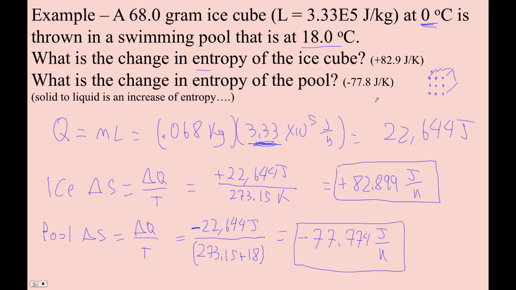What is the net change in entropy? Okay, it doesn't ask for that, but let's get the answer, right? The net change is just simply delta S_A plus delta S_B. So the net change is positive 5.13 joules per Kelvin. Okay, that's the net change. This is the ice. This is the pool.